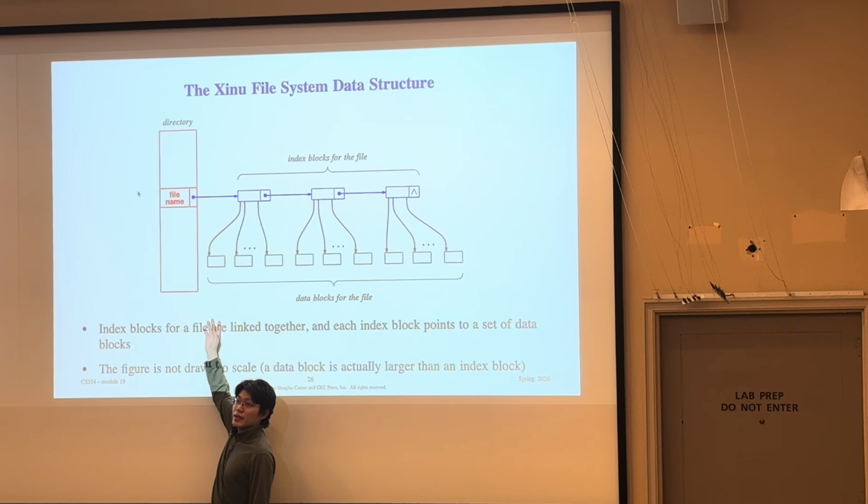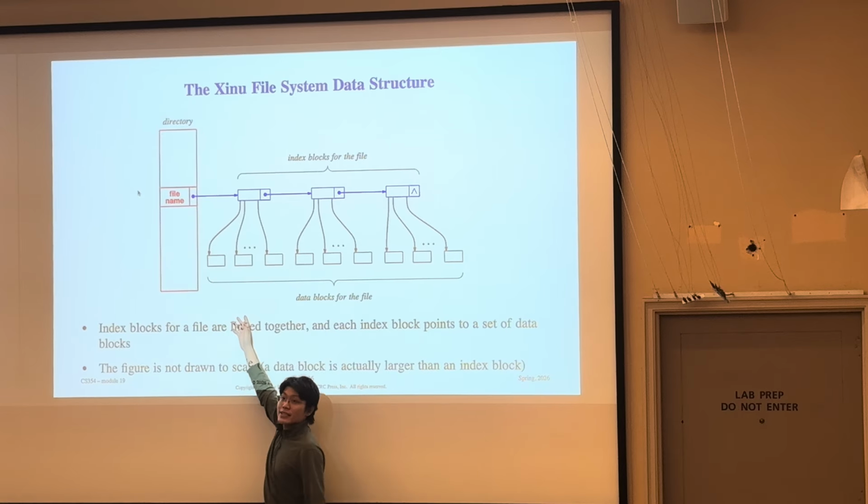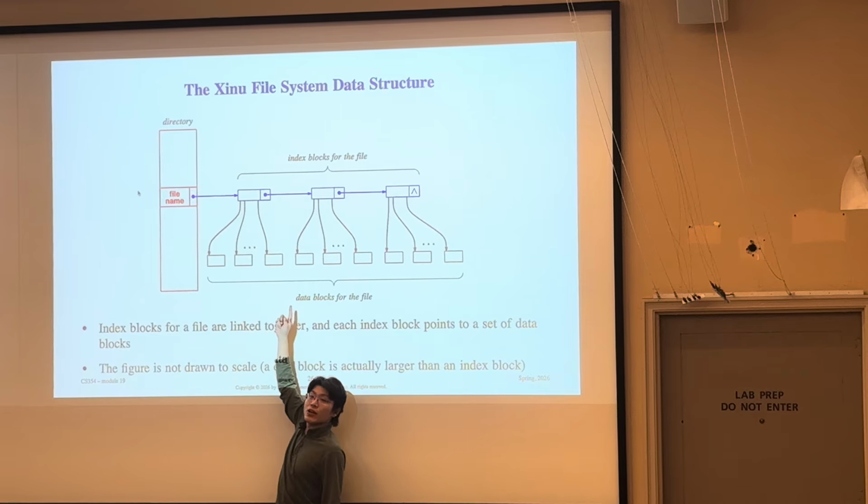Load the directory block to memory and search in this directory block for where this file is, using the file name. We'll find the file name, and using the file name, it will find the first index block belonging to this file. And then what's next? Using this index, you know on the disk the location of this first index block, so it will be able to load this index block from disk to memory.